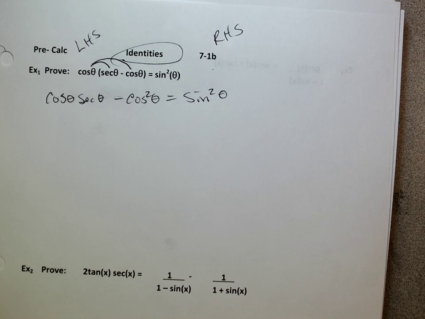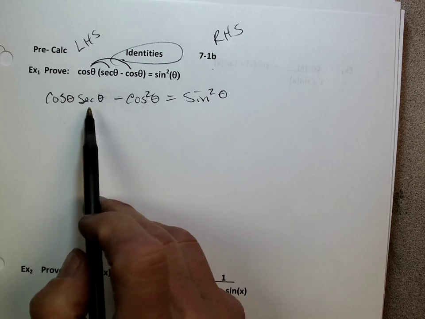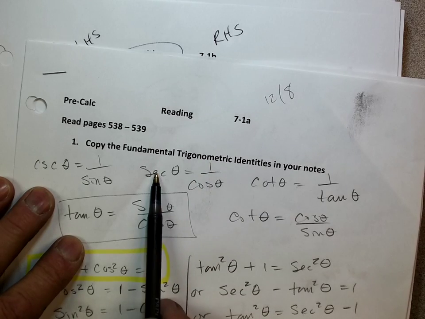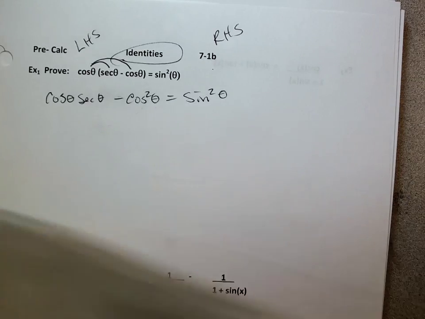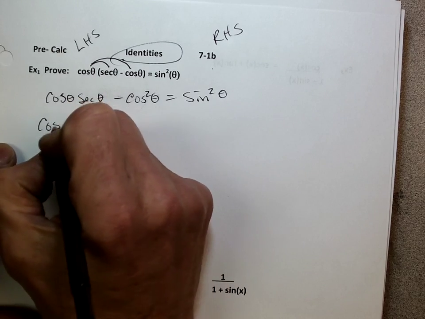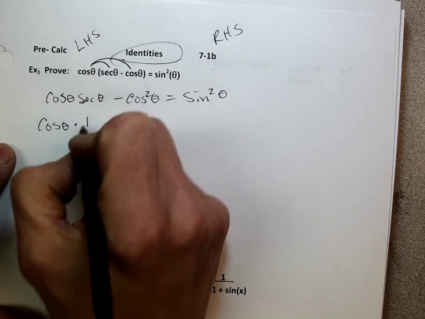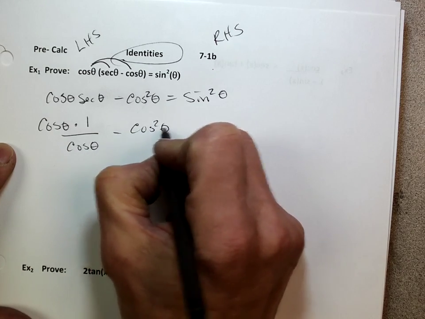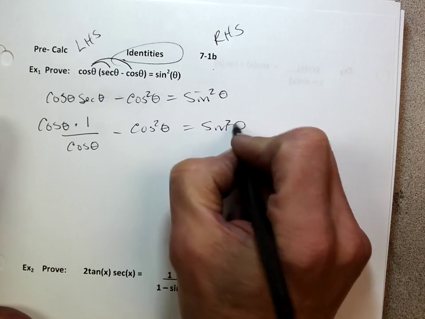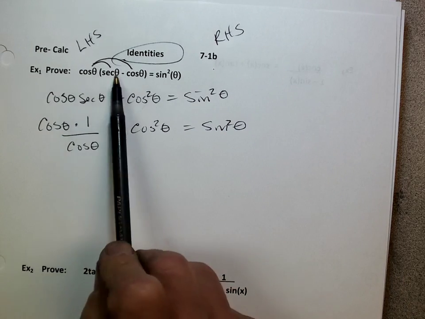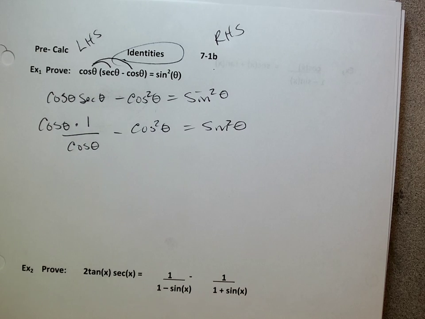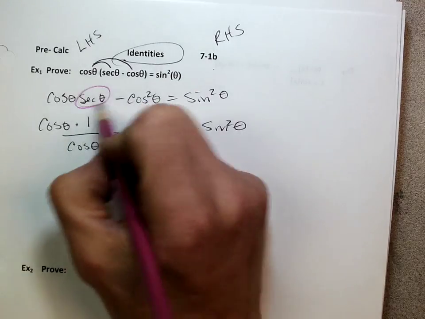Okay, now, all right, I've got something, but what I ought to do is really take a look at what secant is. I know from my identity sheet that secant is really 1 over cosine, so I'm going to rewrite my secant as a 1 over cosine. Okay, so I'm going to go cosine theta, and I'll multiply this and make it a 1 over cosine theta minus a cosine squared theta equals a sine squared theta. So all I've done so far is I distributed, gave me a cosine secant, and gave me a cosine squared. After I distributed, then I found an identity. I know that secant's 1 over cosine.